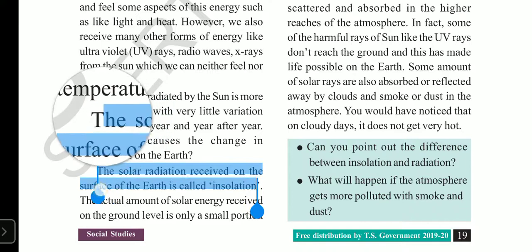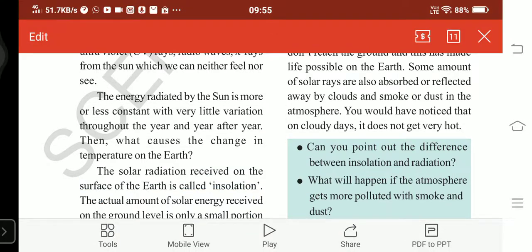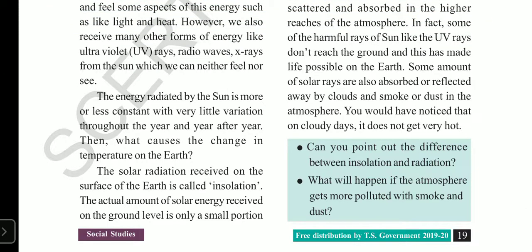My dear students, solar radiation in the sense of energy emitted by the sun, that is solar radiation. What is insolation? Here is the earth. So when the earth receives that solar energy, it is called insolation. In short, incoming solar radiation to the earth is called insolation, right? So the process is the same, right? Why do we use different terms here? Why can't we use solar radiation in place of insolation?